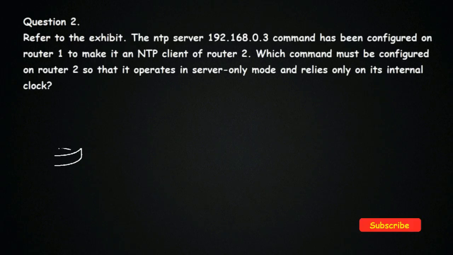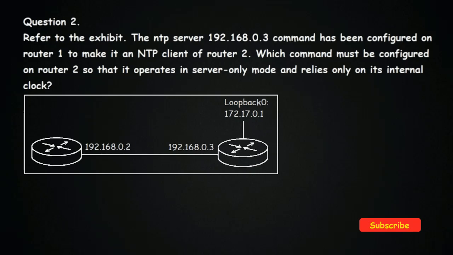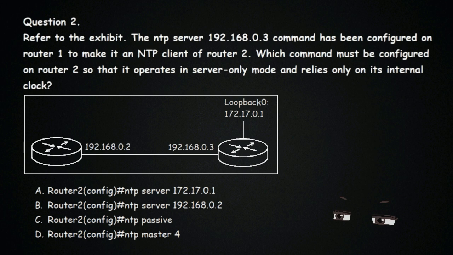Question 2. Refer to the exhibit. The NTP server 192.168.0.3 command has been configured on router 1 to make it an NTP client of router 2. Which command must be configured on router 2 so that it operates in server-only mode and relies only on its internal clock? Options. Answer is D. NTP master 4.